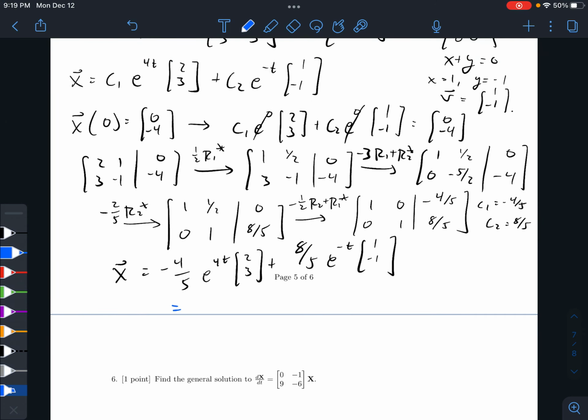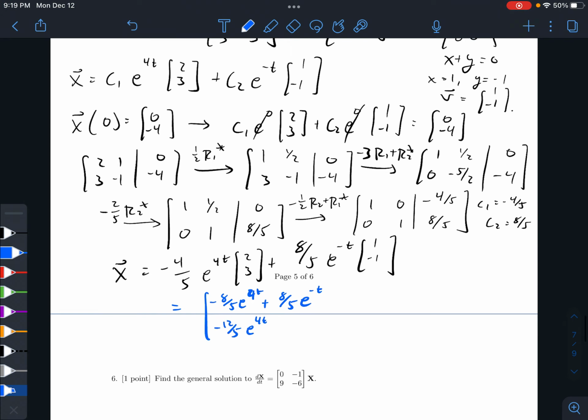Okay. Let me just explain what I'm trying to say real quick. So if I were to combine all this stuff, this would be negative 8/5 e to the 2t plus 8/5 e to the negative t. And this would be negative 12/5 e to the 4t. Sorry, that should be 4t as well. Minus 8/5 e to the negative t.